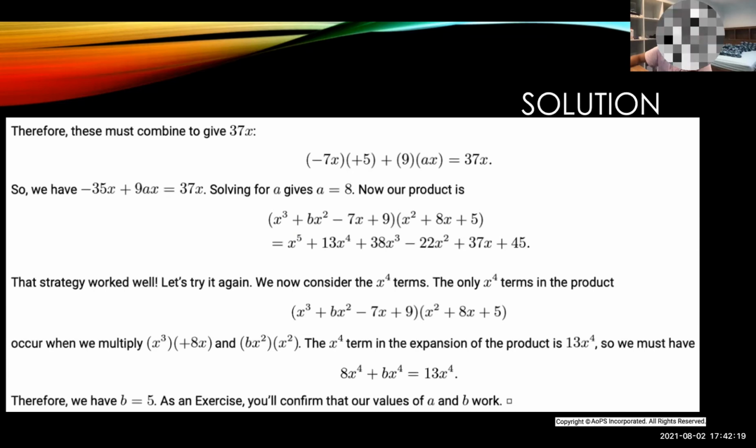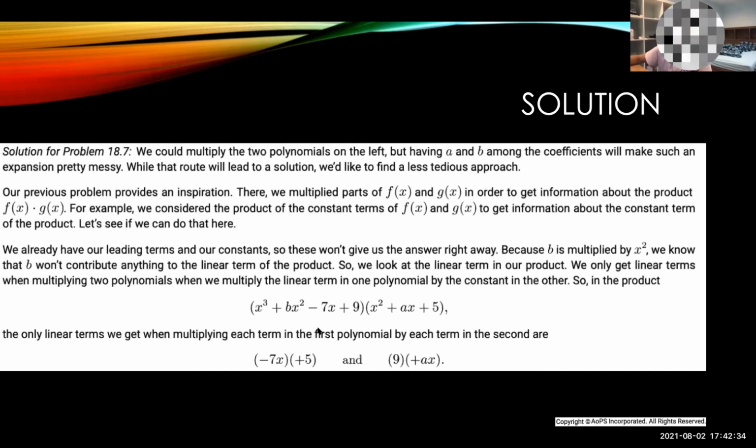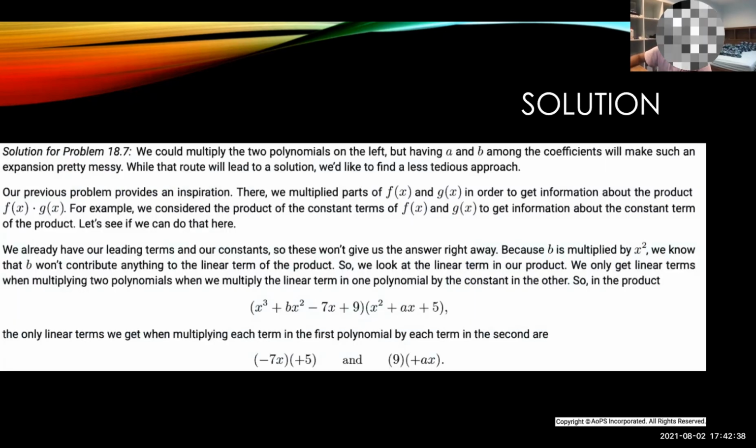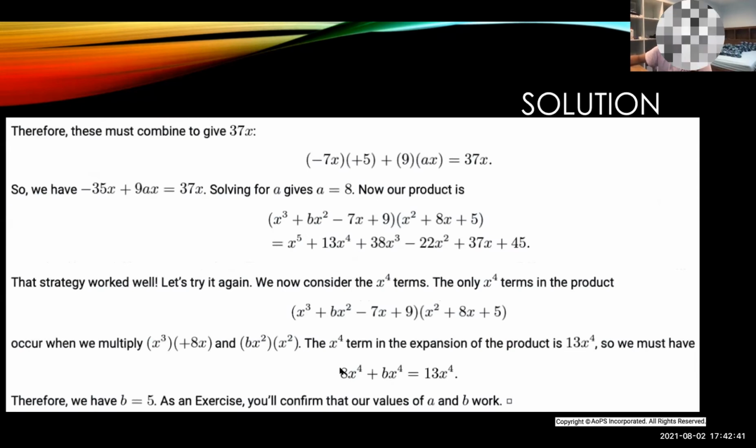B equals 5. Yeah, that's correct. Okay, so for B, we would do the same thing. You would find the terms that multiply together to get the expanded term of, what was it, 13x to the fourth. And then you would solve for B, which is the constant next to that. And you get B equals 5.